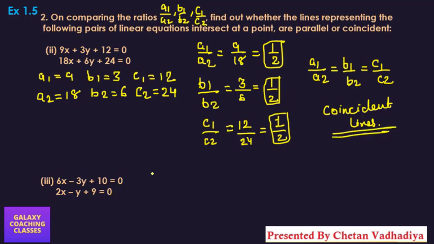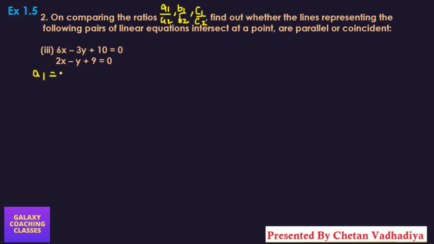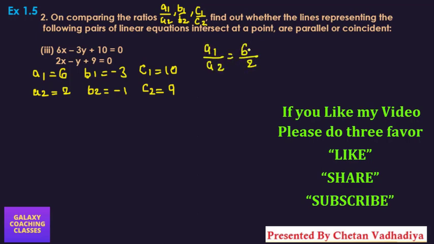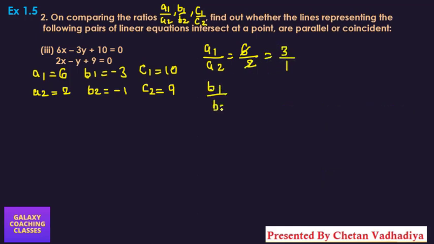Now moving towards the third one. Again in the same way, you need to find A1, that is 6, B1, that is -3, C1, that is 10, A2, that is 2, B2, that is -1, and C2, that is 9. So again you need to divide A1 upon A2, meaning 6 by 2, so you will get 3 by 1. Then B1 upon B2, here -3 by -1. The minus minus will get cancelled and you will get 3 by 1. Now C1 upon C2, you will get 10 by 9.